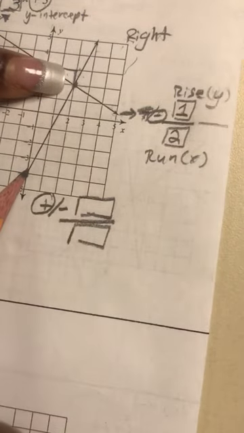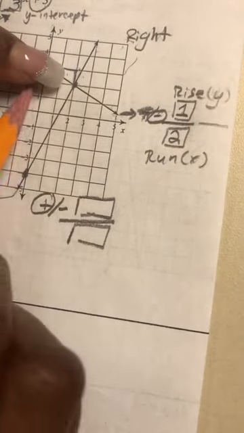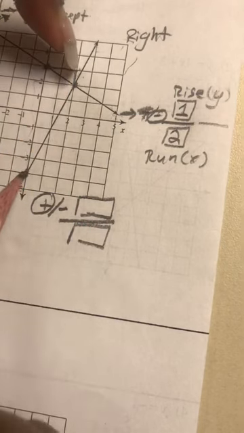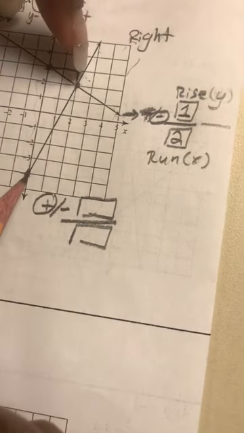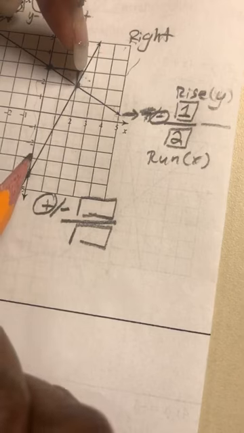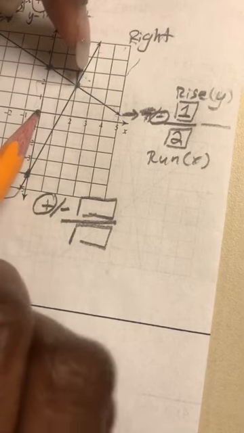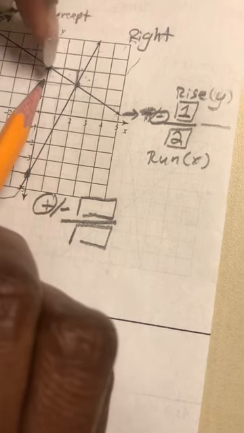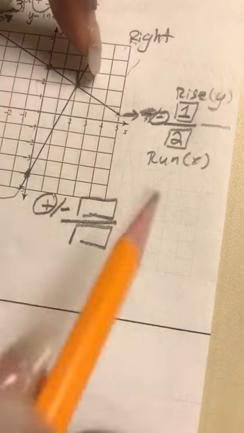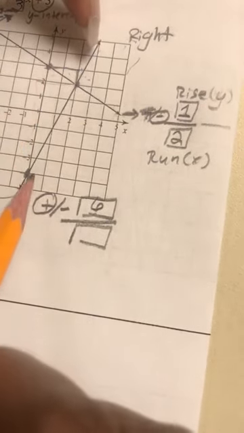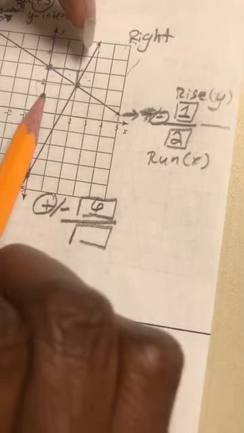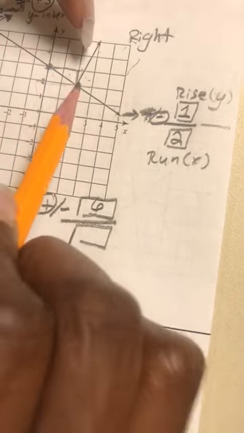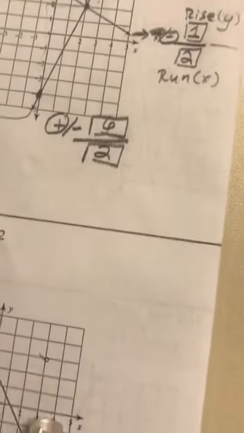Now we have to determine how many lines I have to go straight up and over to get from this point to this point over here. So I'm going to count my lines. 1, 2, 3, 4, 5, 6. So I had to go up 6, so I'm going to put that here for my slope. And then I had to go over 1, 2. Over 2. And then the last step is to reduce this fraction.